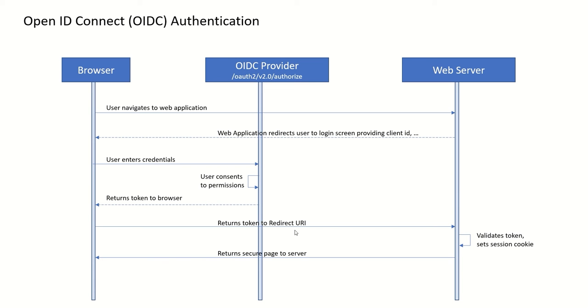What is a redirect URI? We will know that from the configuration, but it's like this: once the token is generated, we have to specify in the OIDC provider our Pega URL as the redirect URI. Once the token is generated, that token is handed back to the redirect URI, which is our Pega.